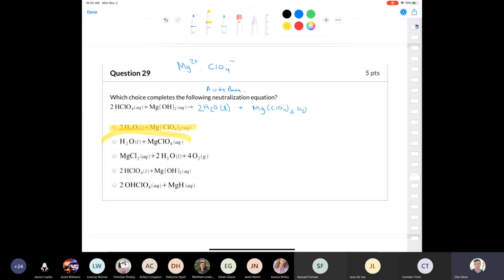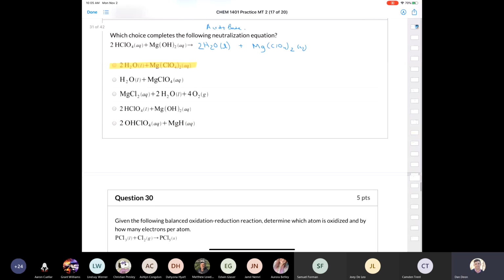You can see that this one here is kind of a tricky answer, right? You have to know how magnesium perchlorate is going to come together. That perchlorate has a charge of -1, and that magnesium has a charge of +2. All right, so you're going to want to be on your toes in your nomenclature.